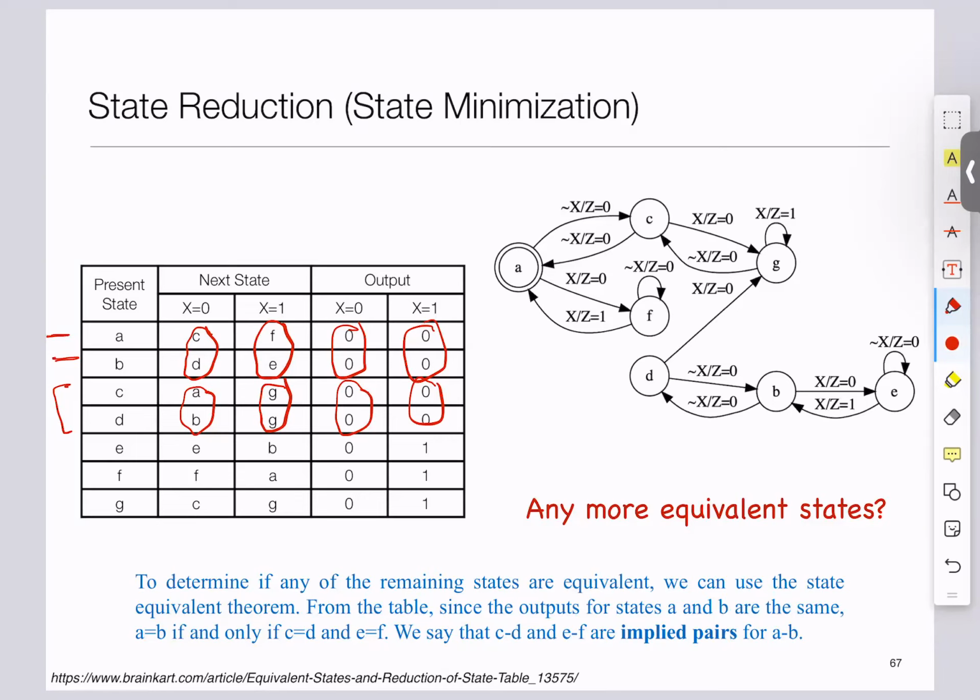What about F and E? Well, if I look at F and E, then again, for x equal to 0 and x equal to 1, they have the same outputs. So that's good. For x equal to 0, we are saying F is equivalent to E if F is equivalent to E. That's good. And we are saying for x equal to 1, F is equivalent to E if A is equivalent to B.